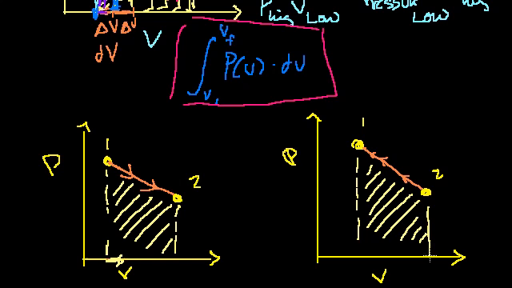Now it's going to be your pressure times a decrease in volume. So when you go back in this direction, the area is not the work done by the system. It's the work done to the system. And maybe I'll do that in a different color. So blue or green for work done to the system.